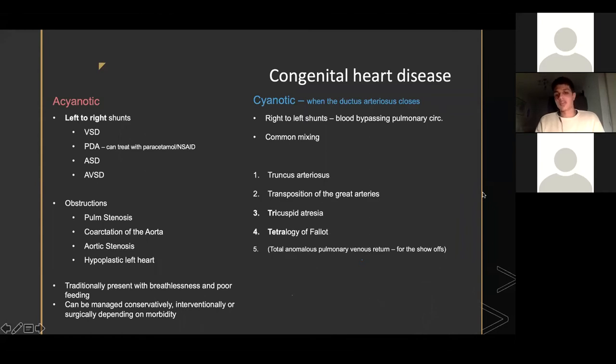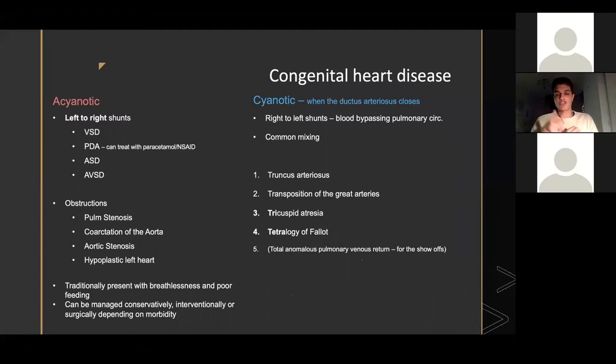You can get common mixing conditions as well. So I like to think about it in this format. I saw a YouTube video after I graduated, I don't know why I was looking at it, but I found one and thought it was a really good way of learning it. So 1, 2, 3, 4, 5, okay? 1, truncus arteriosus, where you have one common trunk. Our pulmonary artery and aorta are one vessel. So you get common mixing. You remember that's one vessel coming out of the heart, one main outflow vessel.